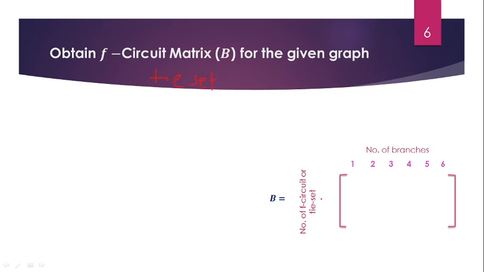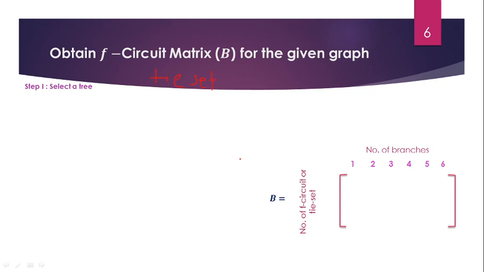A mesh is a loop within which there is no other loop. So the number of possible meshes, the number of possible tie sets, is nothing but the links, which when added form a loop. So let's see what steps we have to follow. First we have to select a tree. You can select any tree.